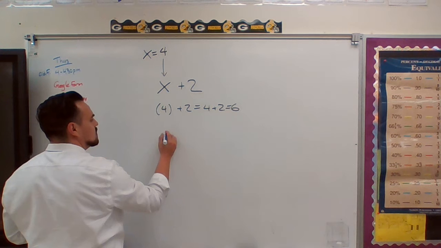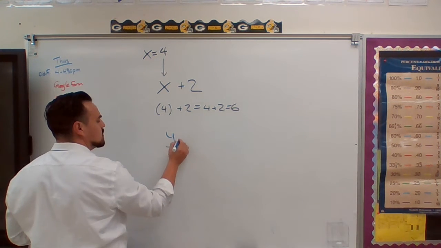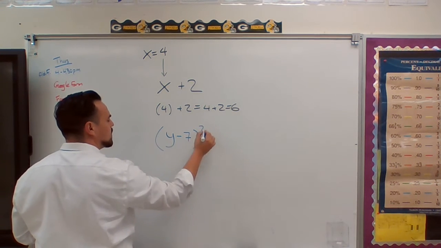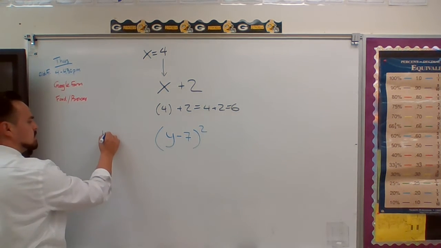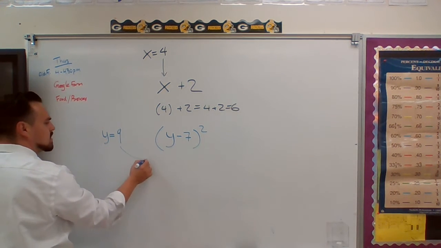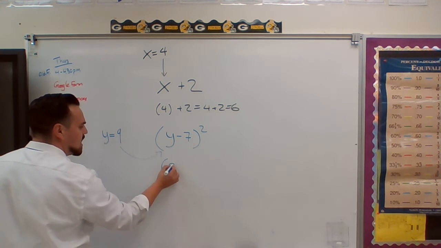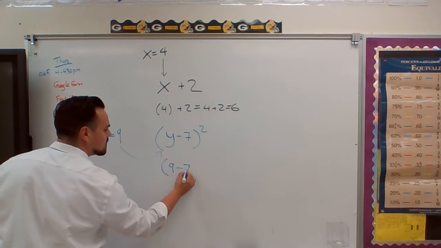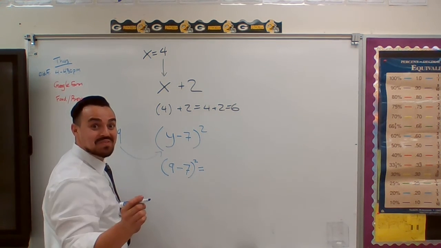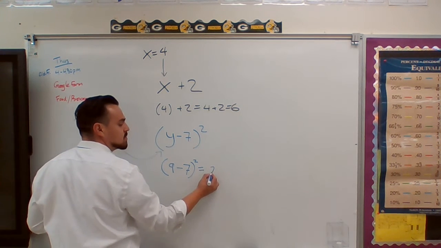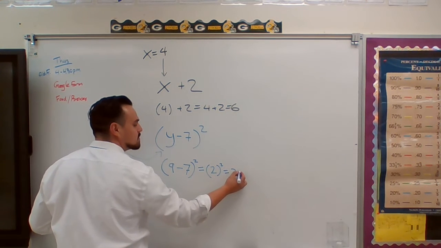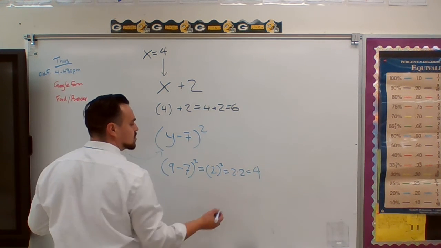All right, this time I'll use y as my variable. Y minus 7 squared. And this time, y is going to equal 9. So we'll take our 9, we'll plug it in for y, so we'll get 9 minus 7 squared. Do the parentheses first. PEMDAS, order of operations. Do the parentheses first. You're left with 2 to the second power, or 2 squared, or 2 times 2.